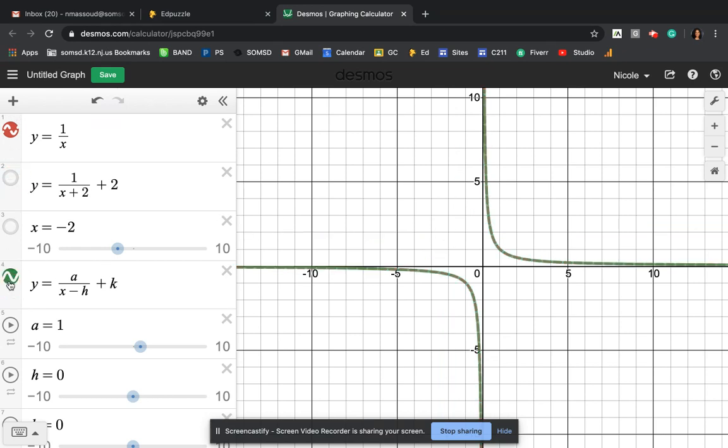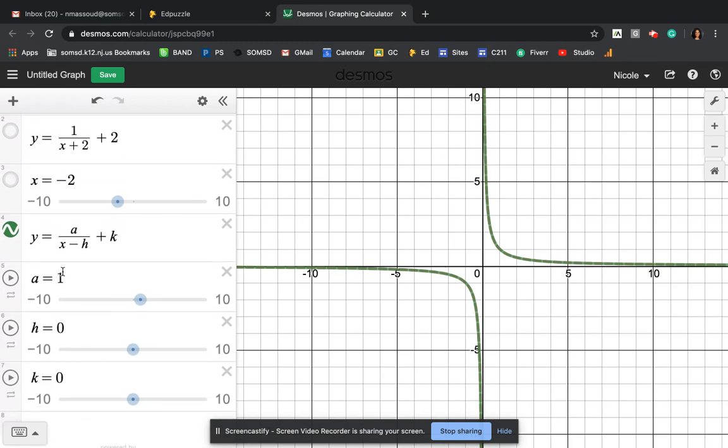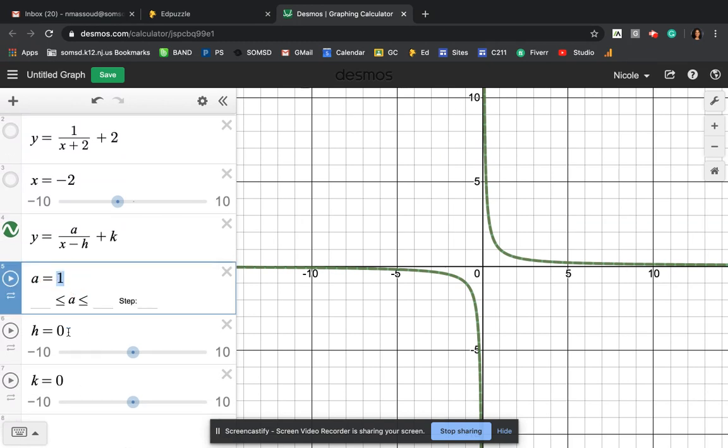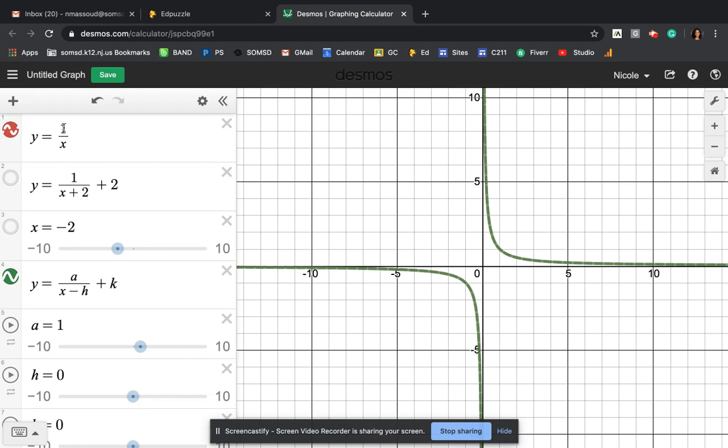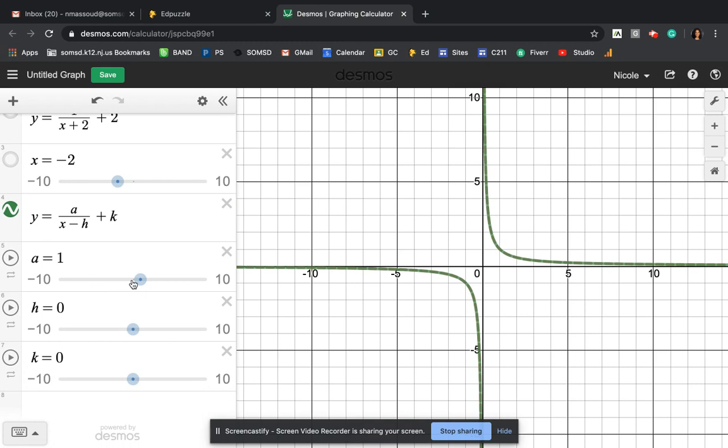So let's put this on where we have these sliders. Right now, A is 1, H is 0, K is 0, which means that my function is 1 over x. 1a over x minus 0 plus 0. So h and k technically disappear. Just watch what happens as a goes greater and greater, right? You see that steepness happening? It's losing its steepness. It's stretching out. Now, what happens as we go into you see it's getting closer and closer.